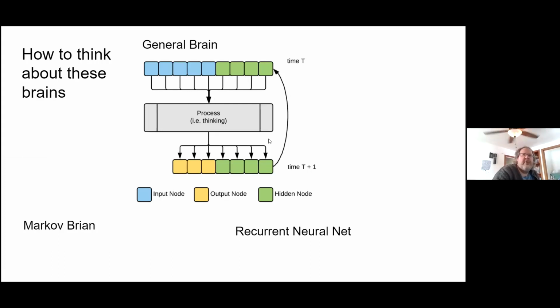I have this picture here of a general brain. It has these blue boxes. These are inputs. It has these green boxes. These are memory. We can call them hidden nodes or recurrent nodes. And then it has these yellow nodes. These are the outputs. And the way that these brains work is we program the inputs and then they have their memory, and this flows into some kind of a process that's sort of like thinking, and it generates an output, and the output is whatever the agent should do. That's the output. And then also the memory nodes are updated.